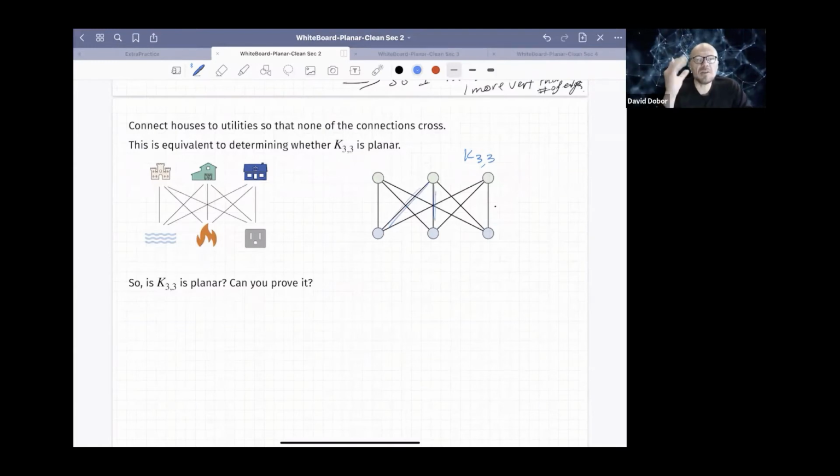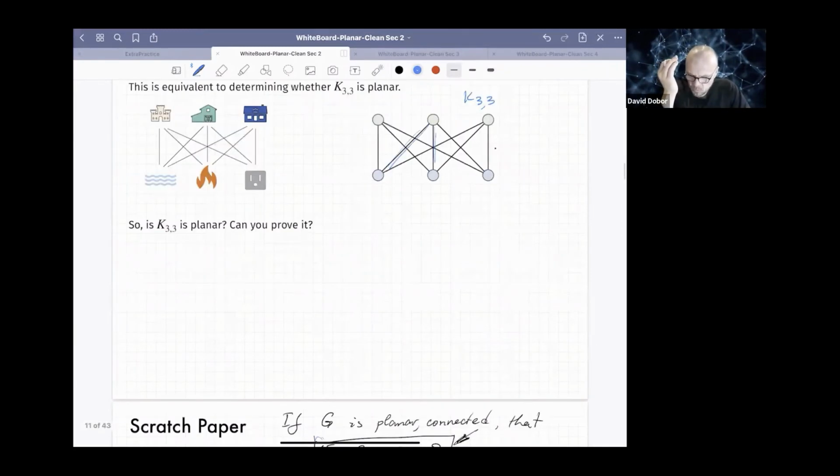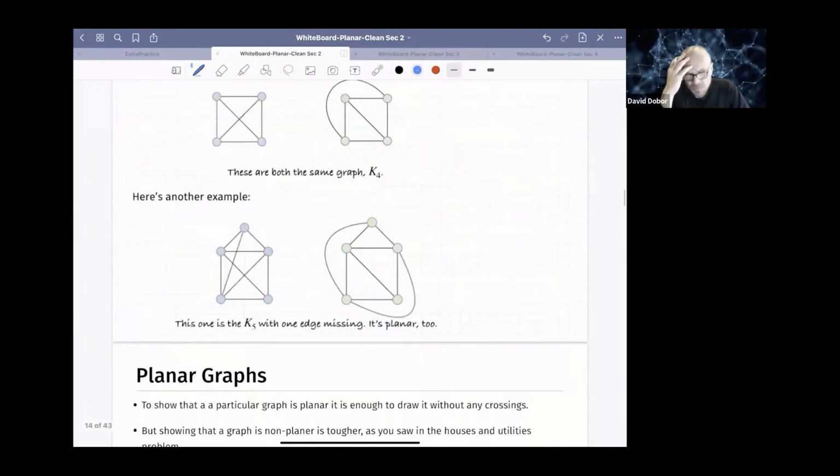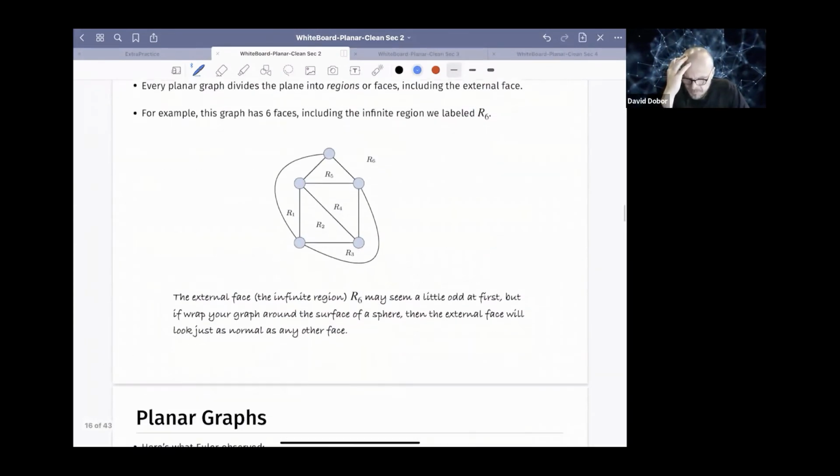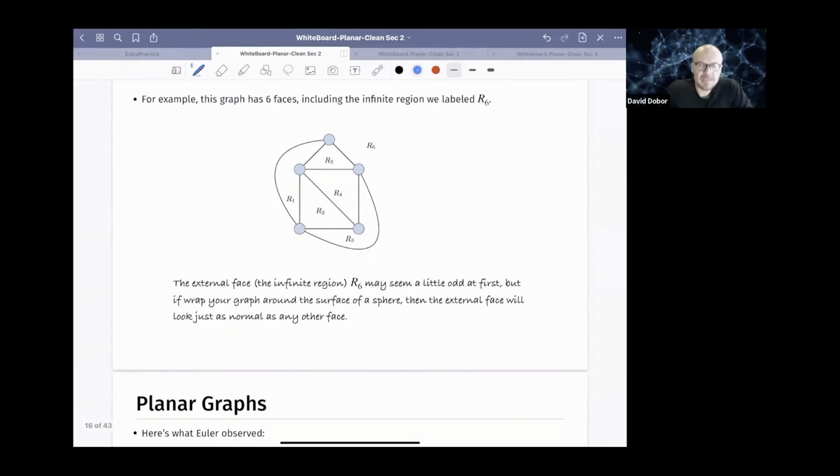Now, you can argue logically why K33 is not planar, and that's what I did in the other sections. I'm not going to do it in this section. What I'm going to do is give a much nicer proof that K33 is not planar, and we're going to do this with your help. Now we have this main result already in place, that the number of regions in a graph, the number of edges, and the number of vertices are related this way.